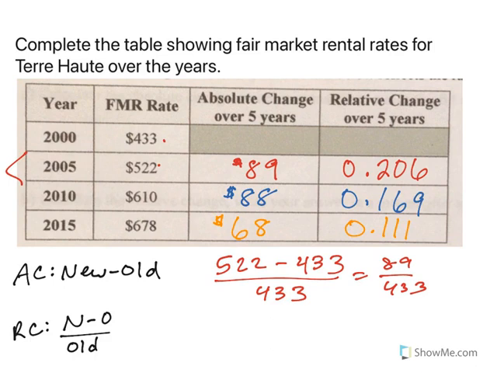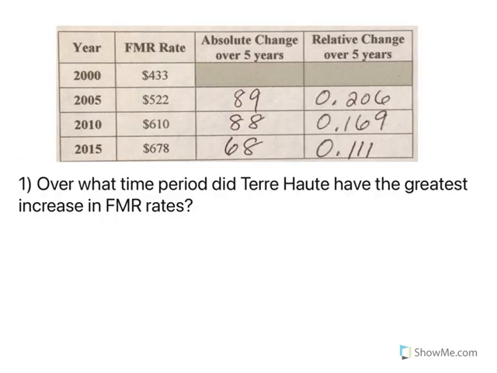All right, so when we take 2010 and we subtract 610 minus 522, we get 88. Divide by 522, we get 0.169, and then same idea for 2015. All right, let's move on and do some questions. So we have that table.